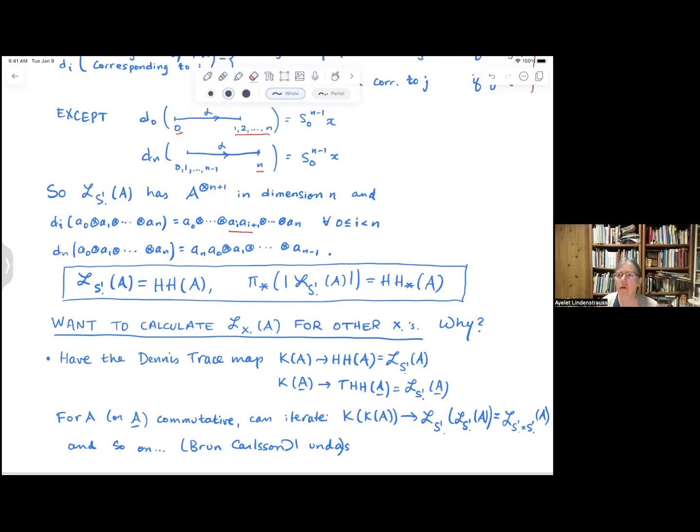If A as a ring or a spectrum is commutative, then K of A can also be made into a commutative ring spectrum. And therefore, you are allowed to iterate. So not just look at K of A, but K of K of A, and so on. And so if you want to use this Dennis trace thing, you can start replacing K-theory with the Loday construction over the circle from the inside out, and map the iterated K-theory into the iterated Loday construction as many times as you want.